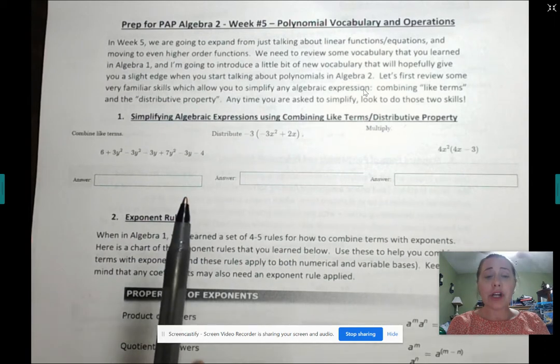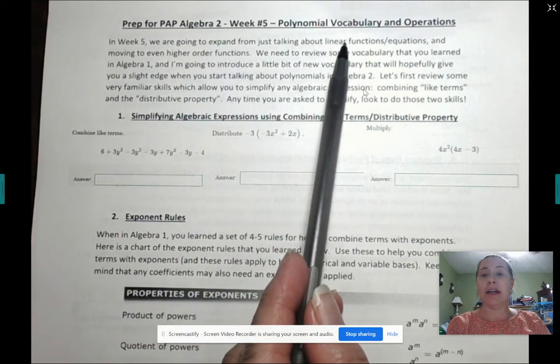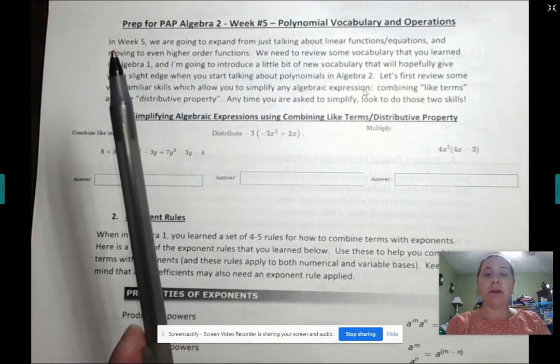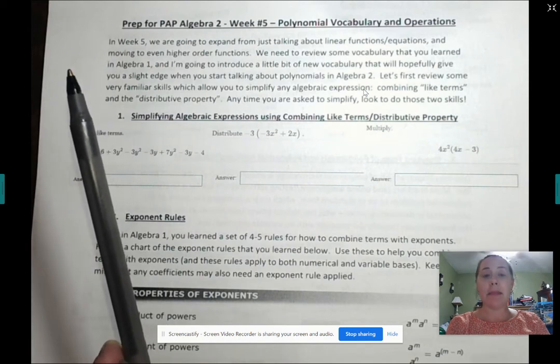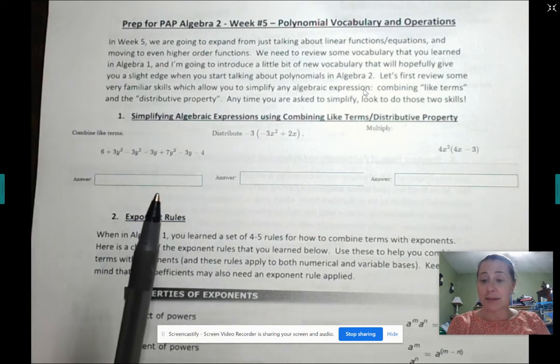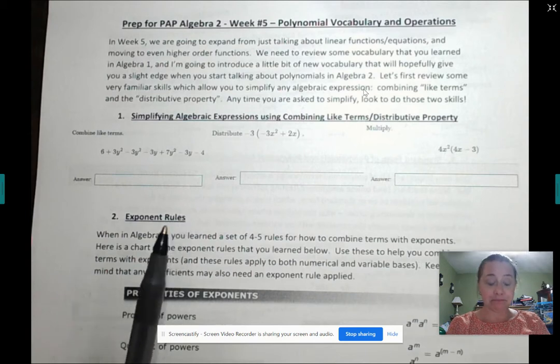So we're talking about higher order functions, meaning usually above a linear function. We're going to review some vocabulary. I'm going to teach you a little bit of new vocabulary. But what we're going to do first is just anytime you're working with polynomials, you may be asked to simplify them. And that can happen even if you're not adding or subtracting or multiplying them.